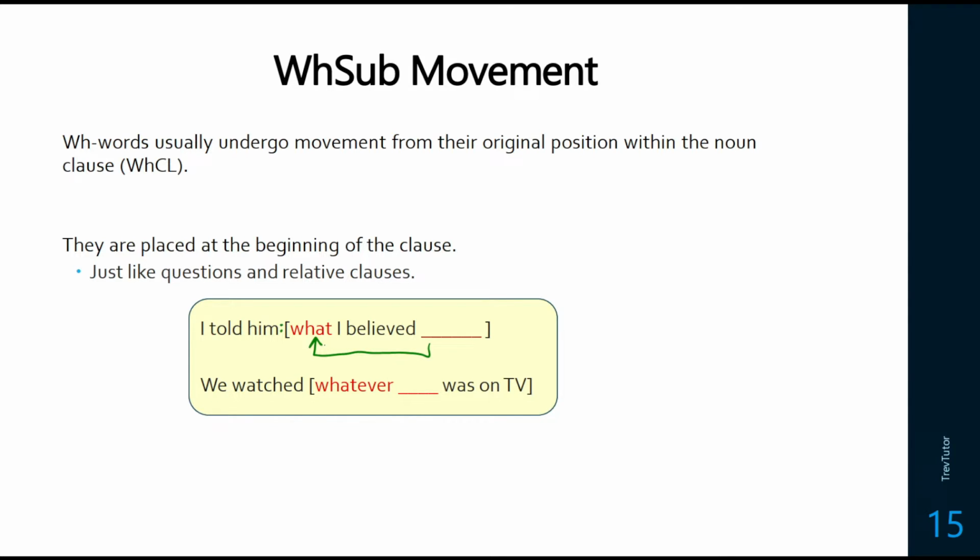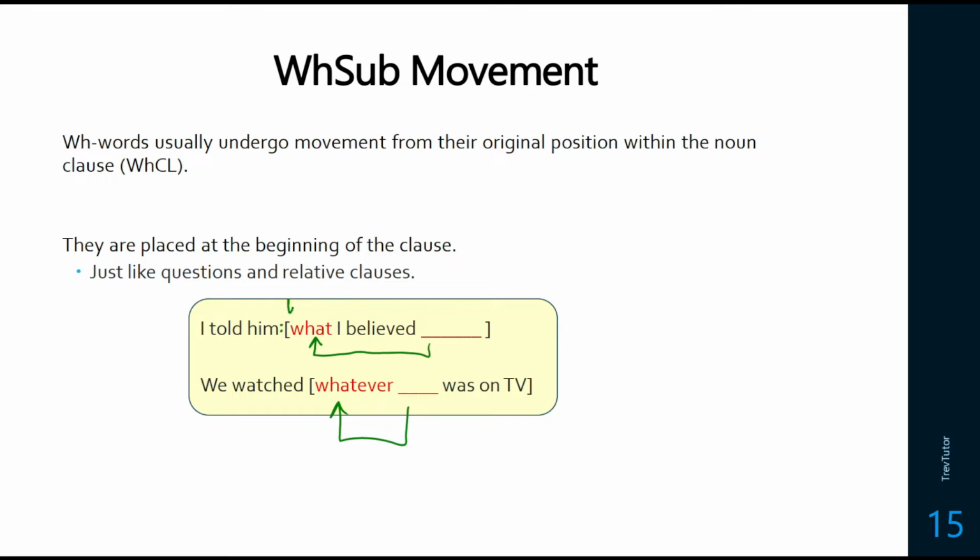We watched whatever was on TV. I can't really paraphrase this nicely, but we can say we watched something on TV. So something was on TV, we watched something. When we combine it, we get whatever was on TV, that's going to move up to the front, and then we can embed it inside of a matrix clause to create our WH clause.